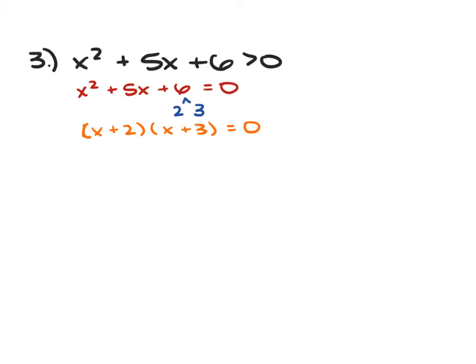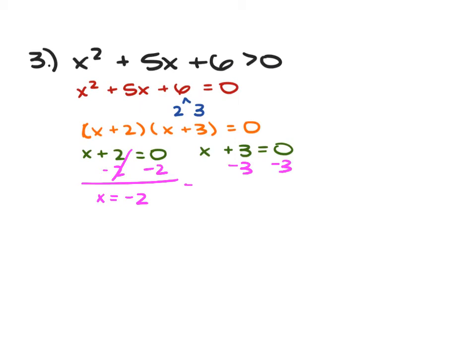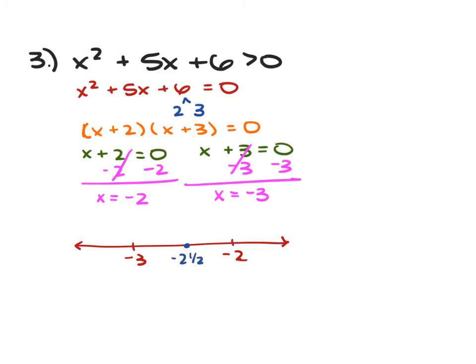From here, we're just going to set both sets of parentheses equal to 0. So x plus 2 is equal to 0, as well as x plus 3 is equal to 0. We subtract the 2 from each side to get x is equal to -2. We subtract the 3 from each side on this one to get x is equal to -3. Using a number line, you have -2 and -3. You want a point between these two, so I'm going to do -2 and 1/2, which is the same thing as -5/2, as well as 0, because it's the easiest, and -4.